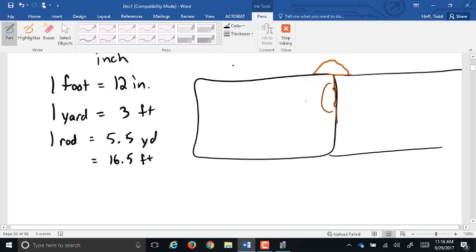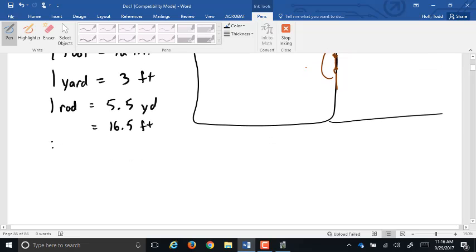Bigger than rods, there are things like furlongs and stuff like that. We're going to jump up to miles. Anybody remember how many feet are in a mile?